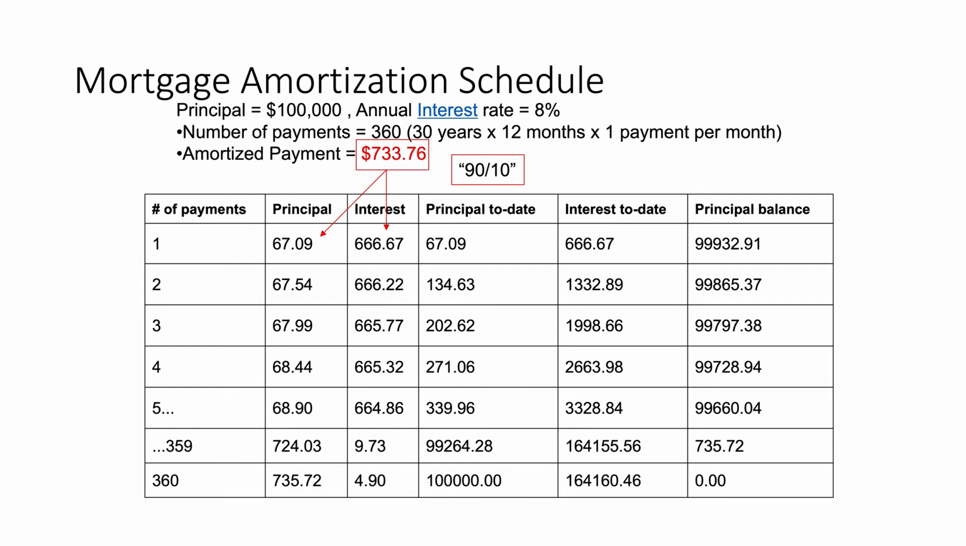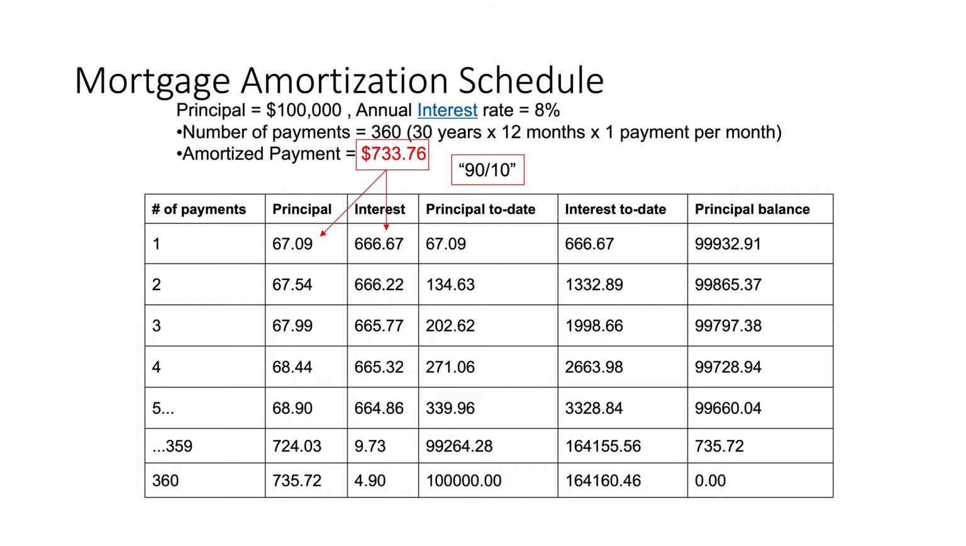Let's do this example. Assuming your mortgage loan is $100,000, annual interest rate is 8%, 30 years, 12 months, so the total number of payments is 360. Payment is 733.76. Now let's look at the schedule of your amortization. The first payment, 733.76.